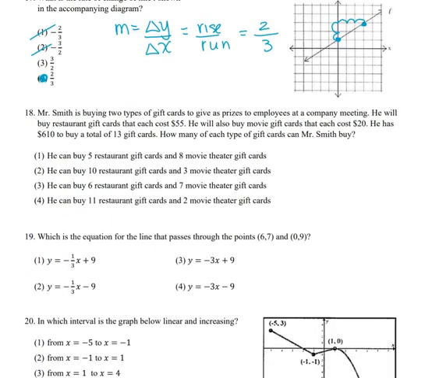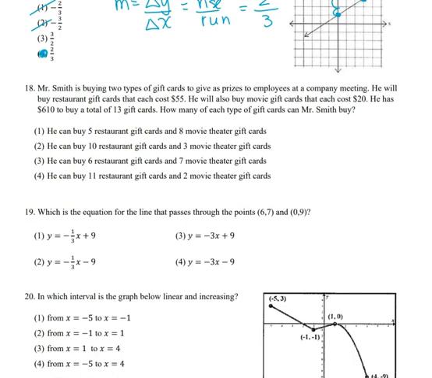18 does require a little bit of work and reading to make sure these numbers right here in my answer choices fit the criteria on the given word problem. So it's talking about 2 gift cards that are being purchased. He'll buy restaurant gift cards for $50 each, and he'll buy movie gift cards for $20 each. He buys a total of 13 gift cards and $610 worth of gift cards.